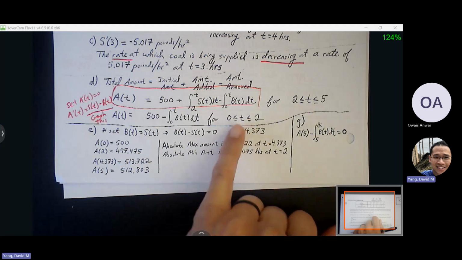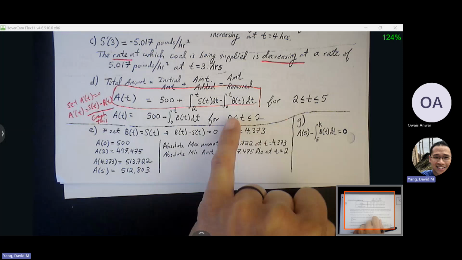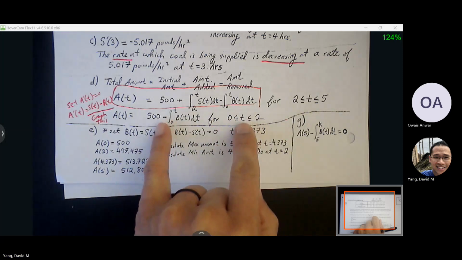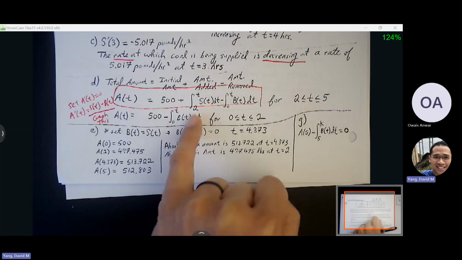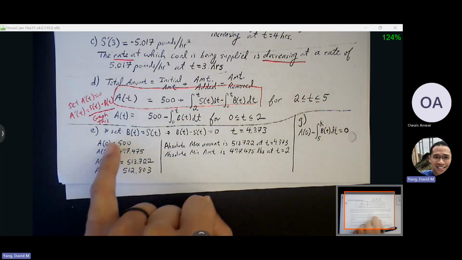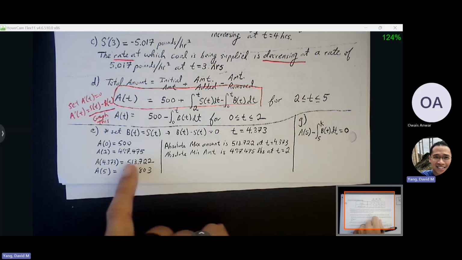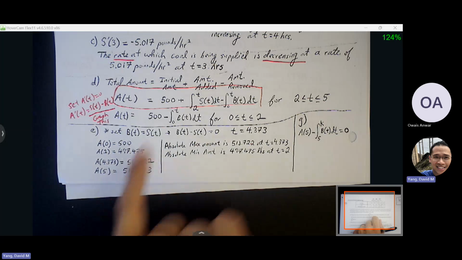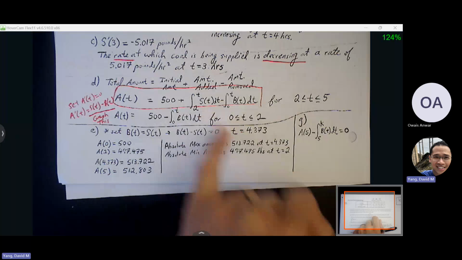We do need to do something unique for A of 2. For A of 2, we can plug into either one since they'll give us the same answer. So that's fine. A of 0, we know, is the initial amount. A of 2, either one will give us 497. A of 4.3, we use this one, and A of 5, we also use this one here.